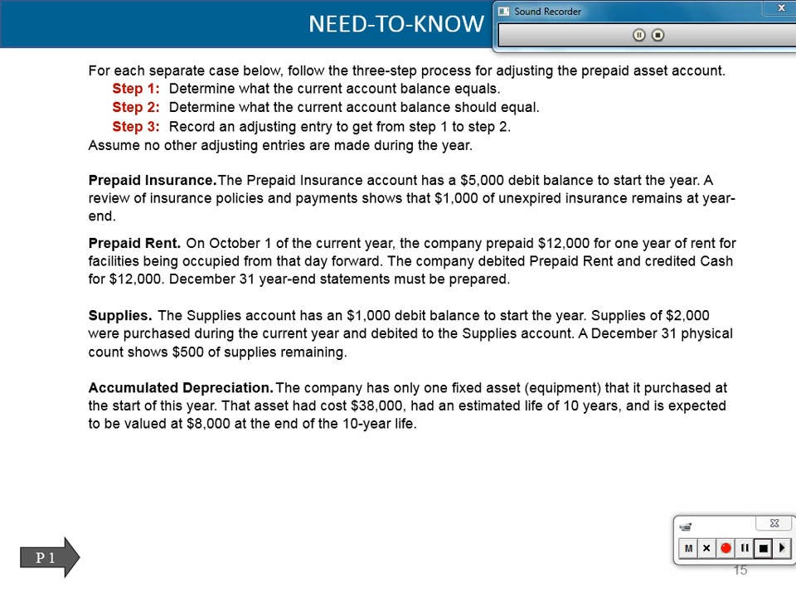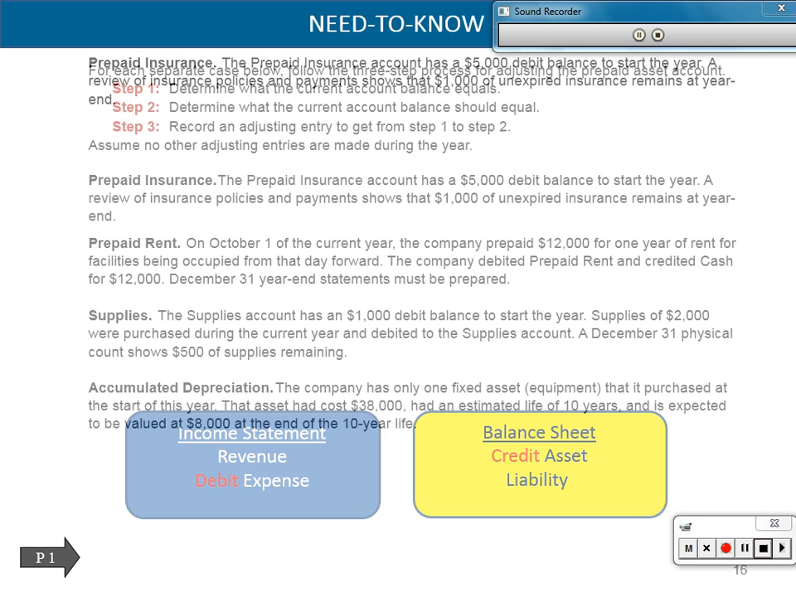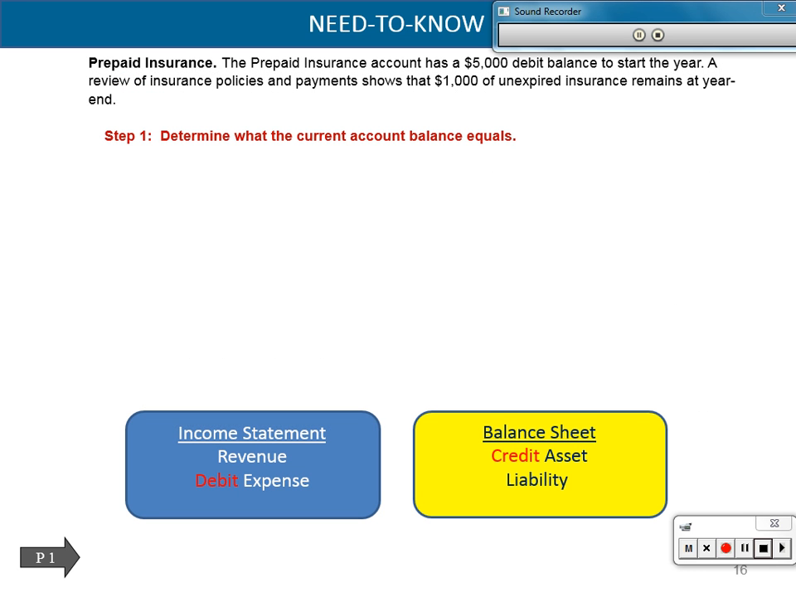Accumulated depreciation, and I will teach you about depreciation. However, it says the company only has one fixed asset, equipment, that it purchased at the start of the year. It cost $38,000, has a 10-year useful life, and is expected to be valued at $8,000 at the end of a 10-year life. So we have to adjust for the depreciation that has passed. Now look at this, prepaid insurance.